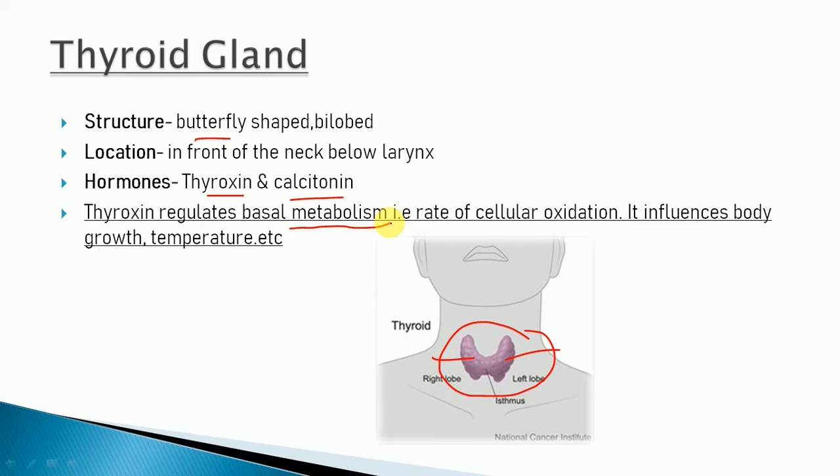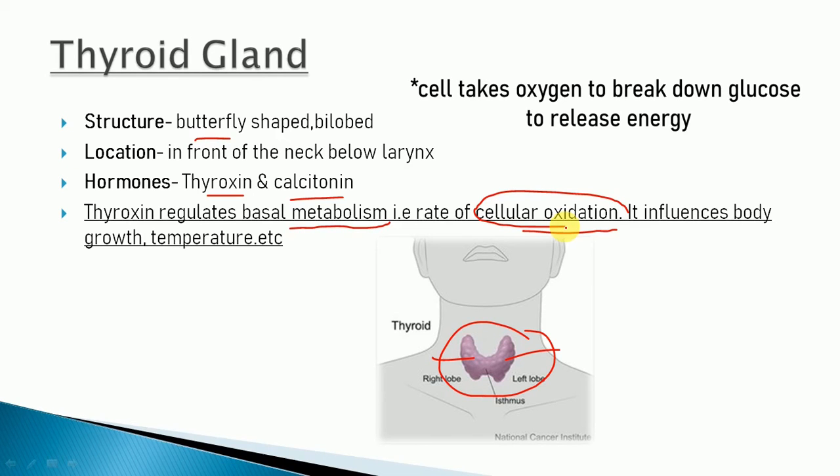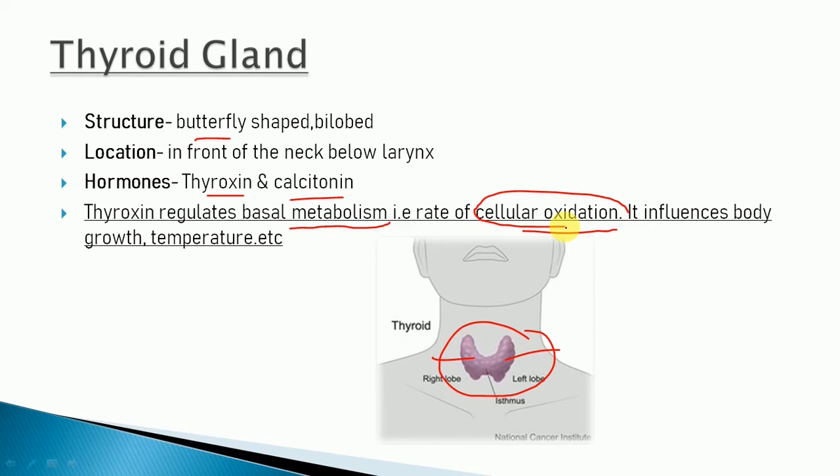Now what do you mean by basal metabolism? Basal metabolism means the rate at which the energy produced during metabolism is used by the body. That rate is known as basal metabolism. So thyroxine regulates that rate of metabolism, meaning the rate of cellular oxidation. Cellular oxidation means respiration. The cell which absorbs oxygen in order to break down glucose is known as cellular oxidation. So it also influences body growth, temperature, etc. As it is regulating the basal metabolism, it is also influencing the growth, temperature, etc.